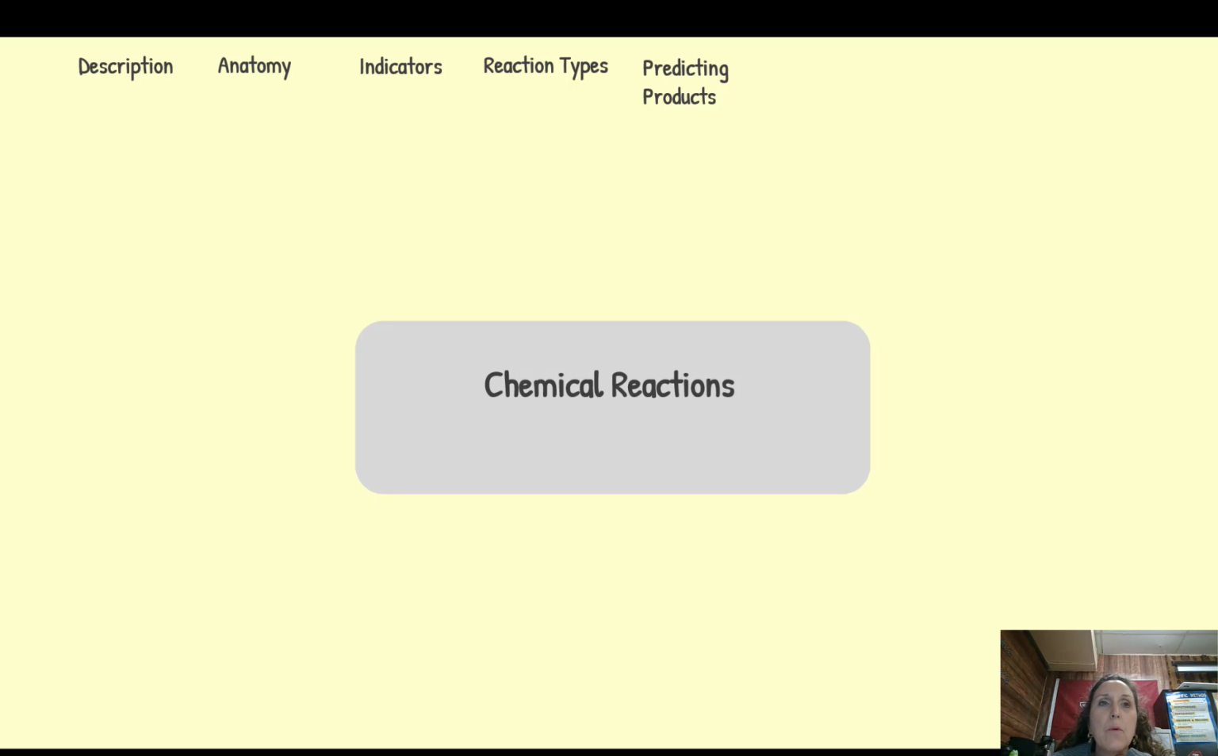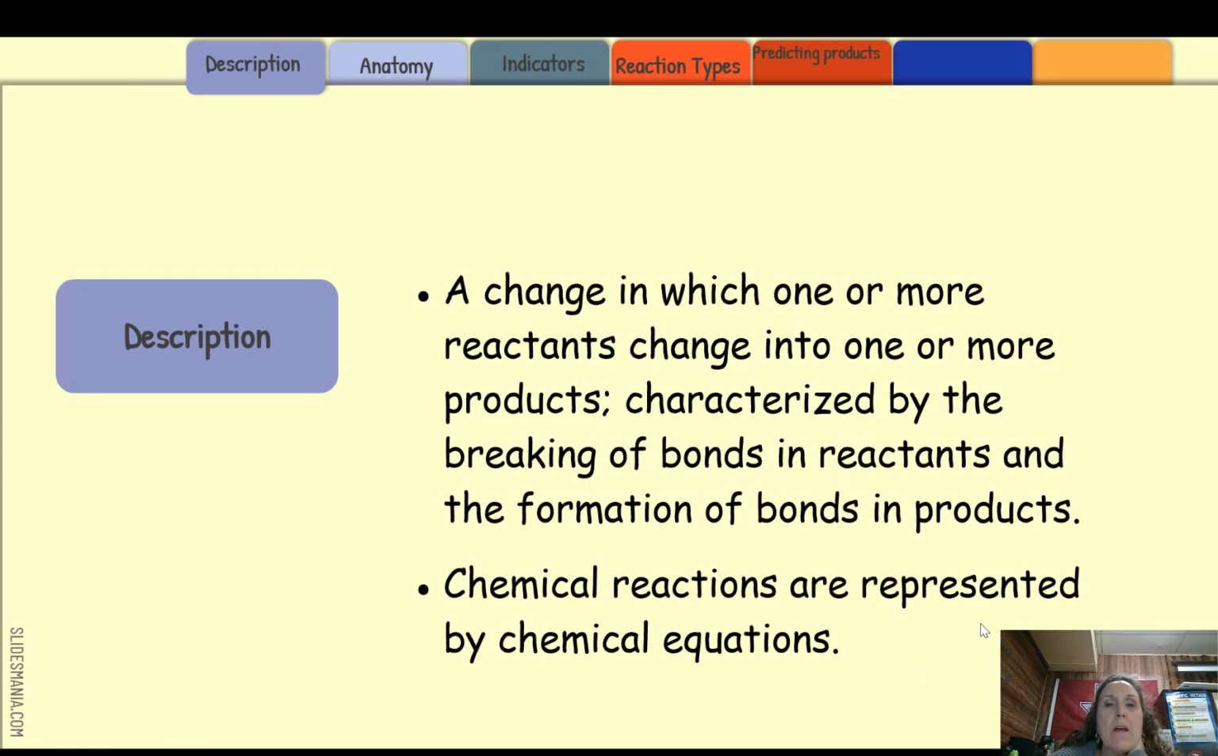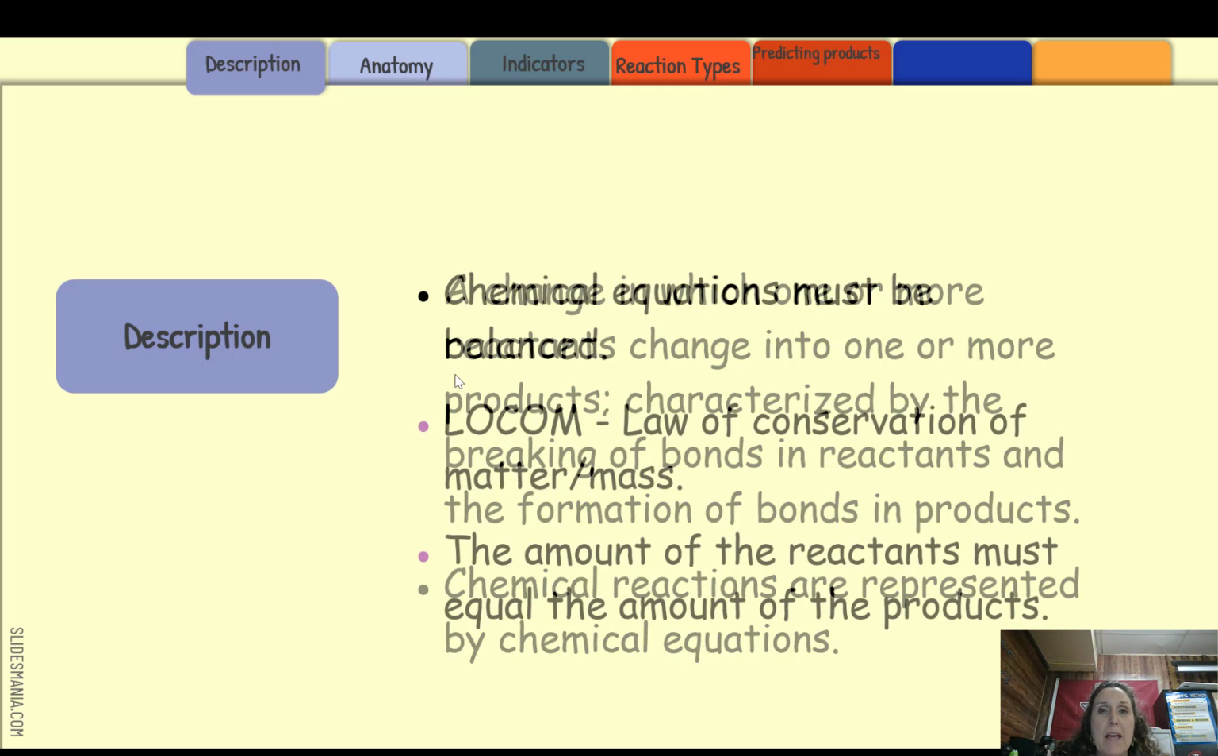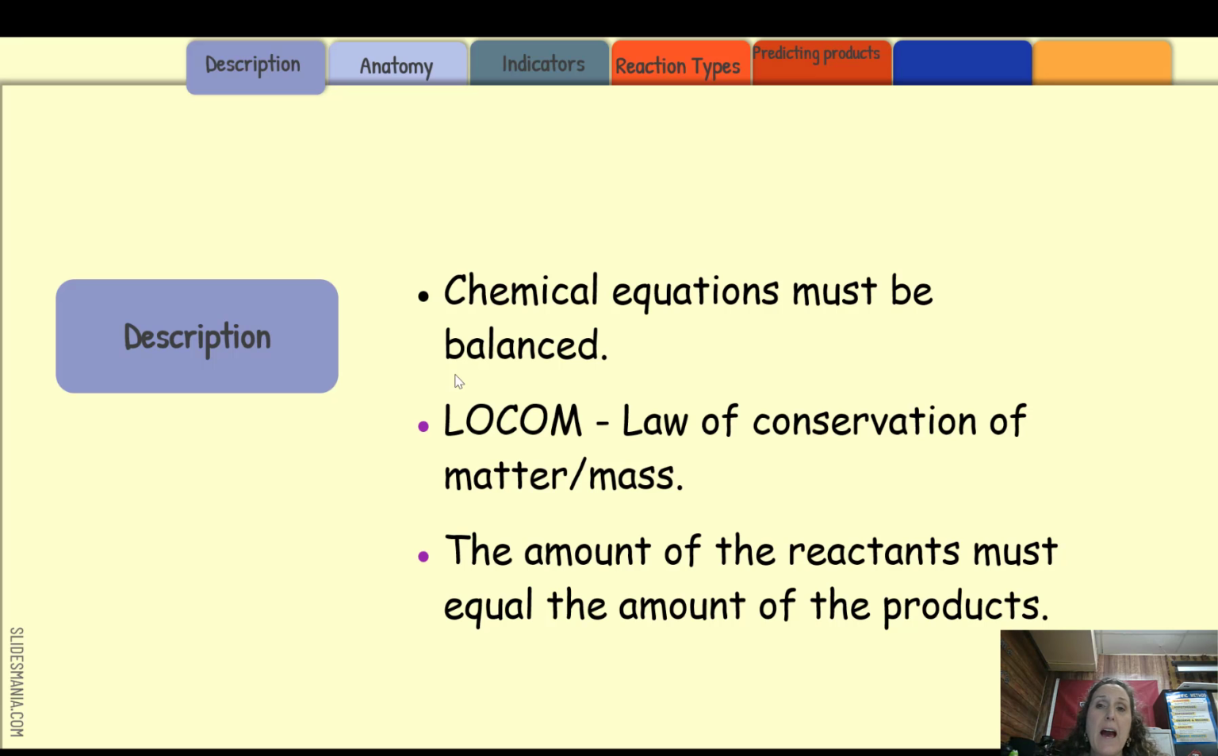All right, so today we are going to be talking about chemical reactions. First we have to have a definition. This is a change by which one or more reactants change into one or more products. Typically in the reactants, we're going to break the bonds down, rearrange the bonds, and then form them back in the products. Chemical reactions are represented by equations, and they have to be balanced.